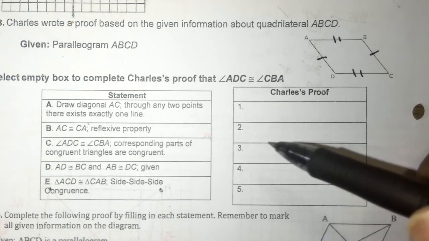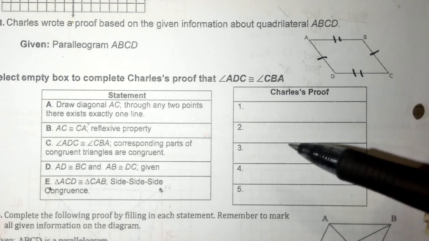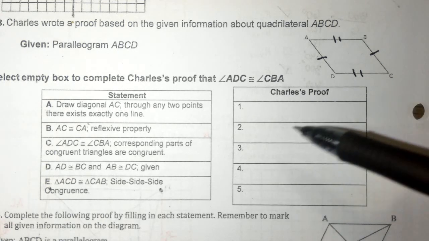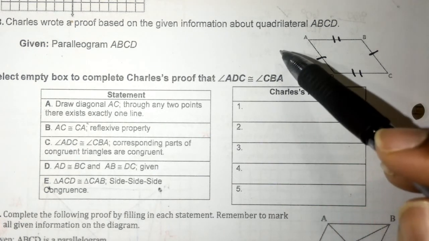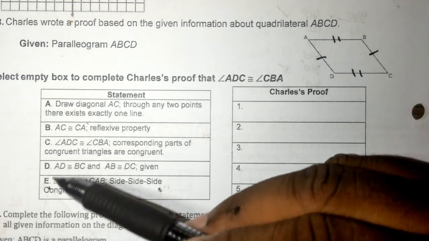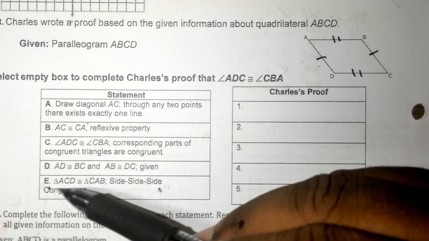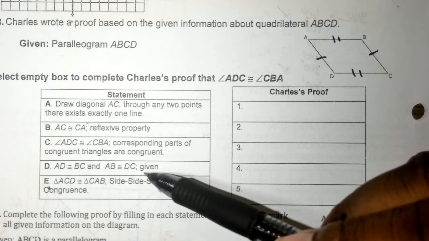Alright. Then from there, put my proof in order. Well, I kind of just helped y'all out with the first line. Since they call this a parallelogram, we should know that these opposite sides are congruent. So my first choice would be D. Right here, AD is congruent to BC, AB is congruent to DC, given.